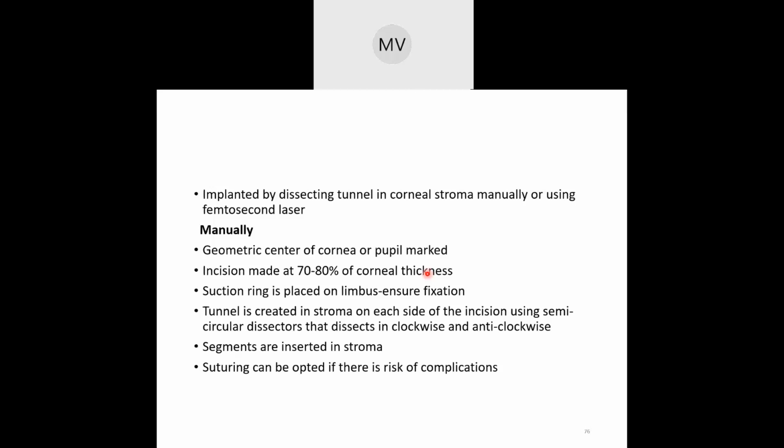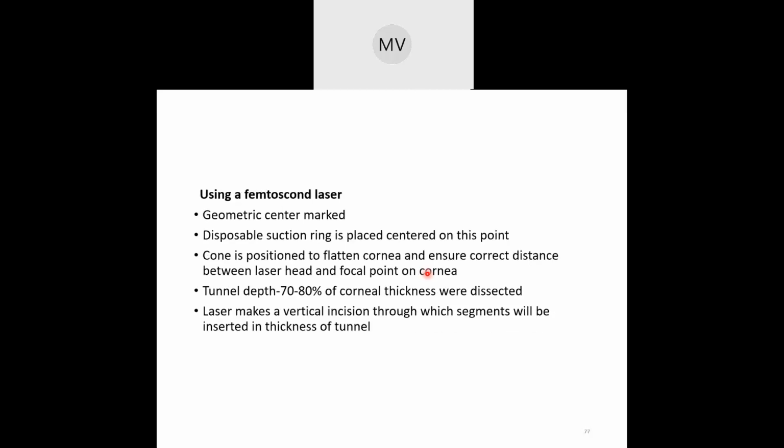A tunnel is created in the stroma on each side of the incision using semicircular dissectors that dissect in clockwise and anti-clockwise direction. Segments are inserted in the stroma. Sitting can be opted if there is no risk of complication.